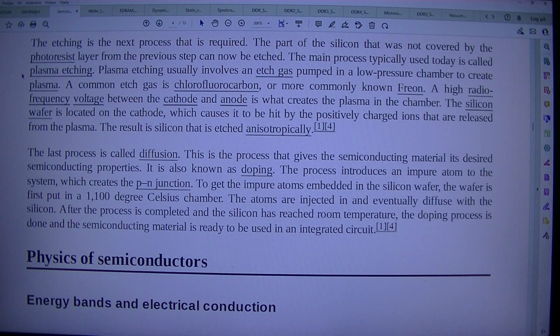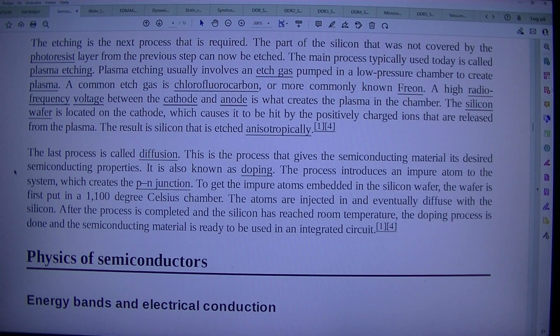The last process is called diffusion. This is the process that gives the semiconducting material its desired semiconducting properties. It is also known as doping. The process introduces an impure atom to the system, which creates the p-n junction.